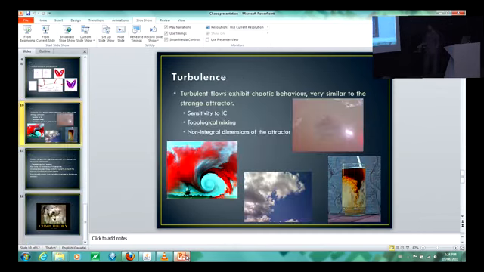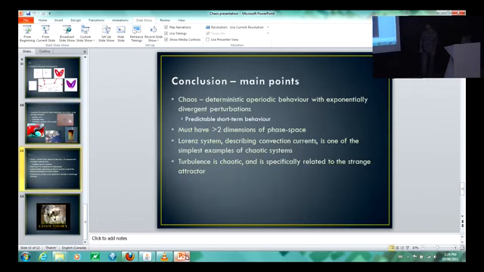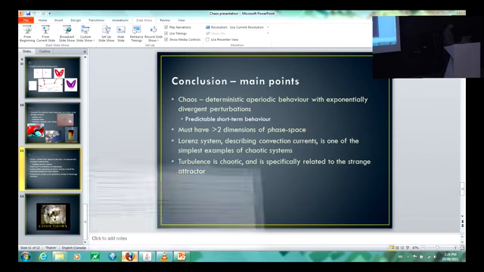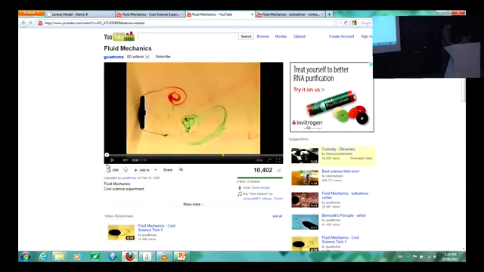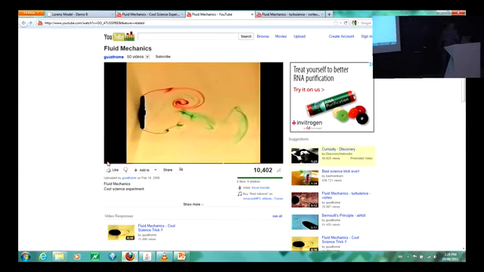You have it in turbulence, by the way. So you have deterministic aperiodic behavior with exponentially divergent perturbations. That's generally the description of chaos, in larger than 2 dimensions. I guess we didn't talk much about Lorenz systems. But turbulence has strange attractors in it, just so you know. Here's a pretty picture. You can see vortexes, and they mix. Topological mixing there.